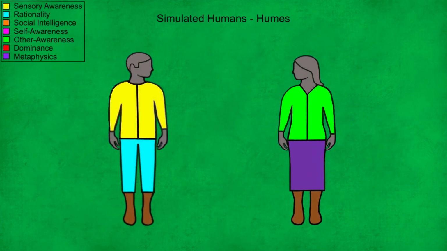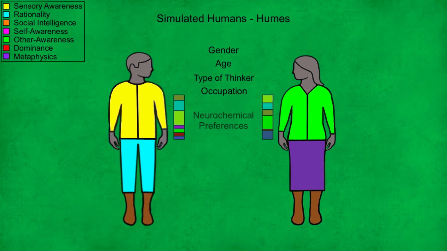Humans are represented in the simulation by what is referred to as humes, and each hume has a number of characteristics which include gender, age, type of thinker, and occupation. All the humes also have what can be referred to as neurochemical preferences. These preferences are simply brain processes that each hume enjoys stimulating on a regular basis, and they form what can be thought of as the disposition of each hume.